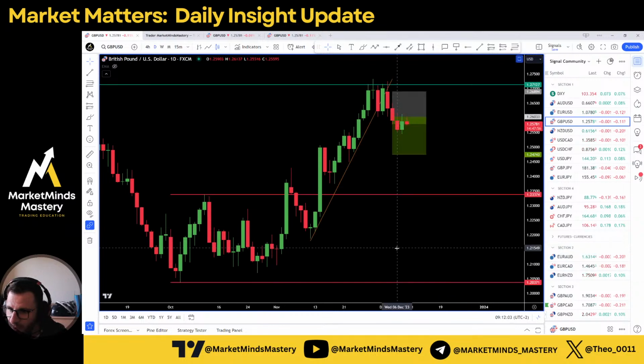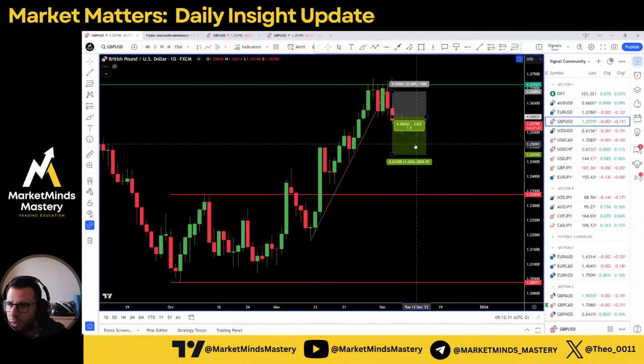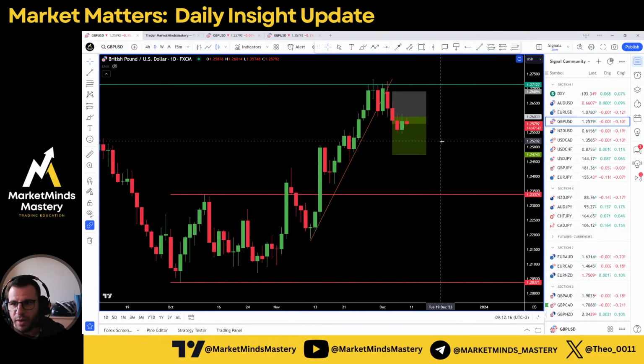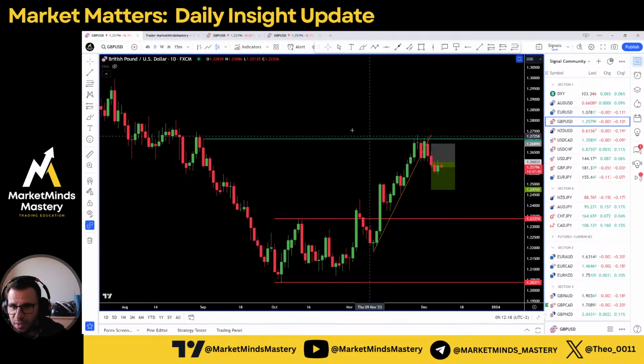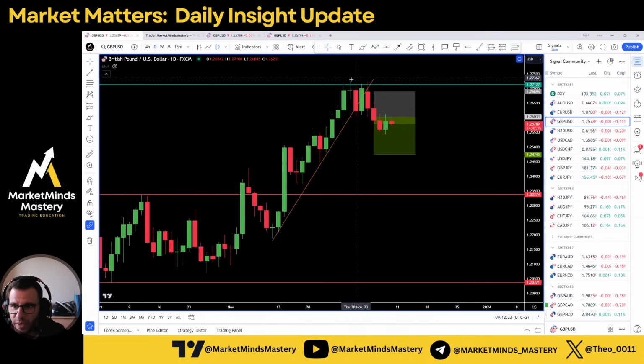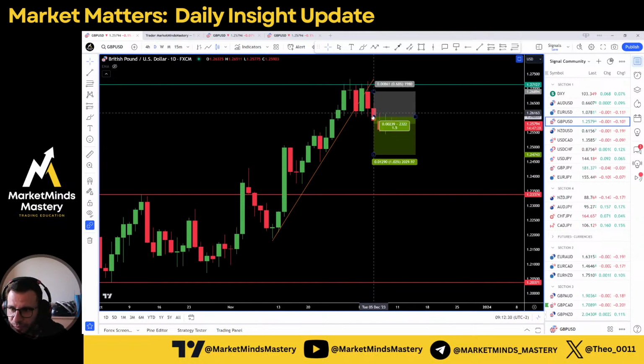Pound US dollar. The pound, actually, is one of the most difficult pairs to analyze, to be honest, because this resistance here stopped the move temporarily. Let's say the move up here created this swing high, and then it printed a bearish engulfing. I'm still holding a short position here.